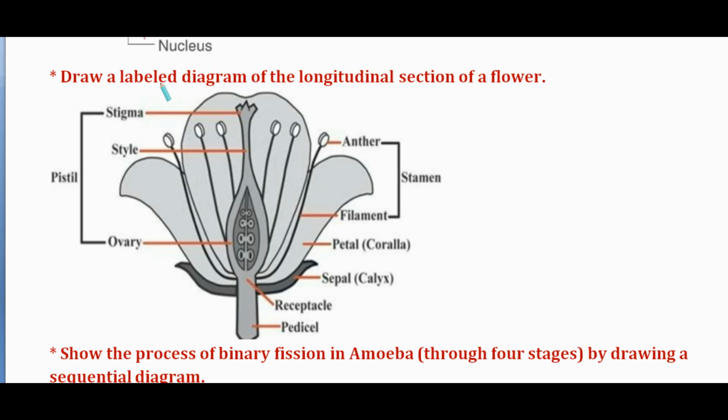Next question is, draw a labeled diagram of the longitudinal section of a flower. This is the flower. This is the ovary, next is the style, and this is known as the stigma, and all are known as the pistil. Next, this is the anther, and this is the filament, and both are known as the stamen. These are the petals, also known as the corolla, and these are the sepals, the calyx, and the receptacle and pedicel.